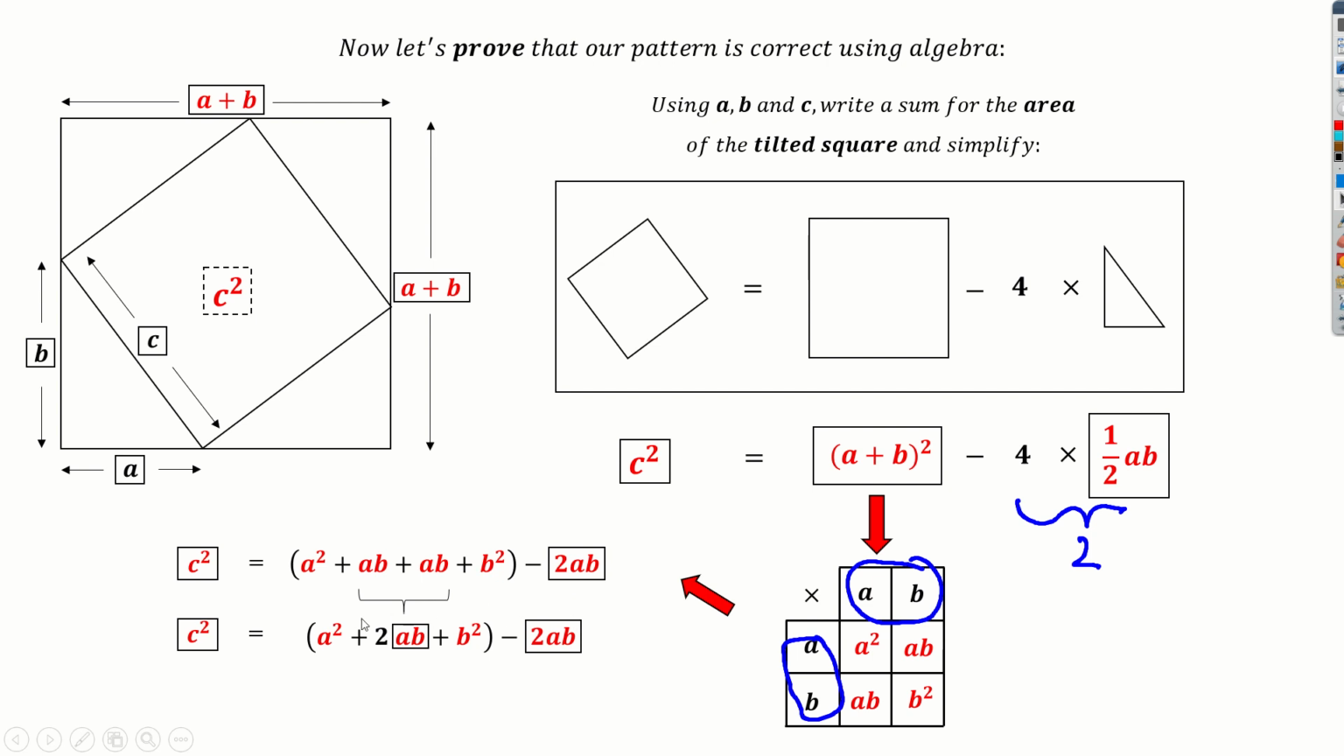These two ABs are positive and negative. They cancel out, so I can get rid of those. And then finally, we've got the simplest version of this equation, which looks like that. Okay, so that fills in all the gaps.